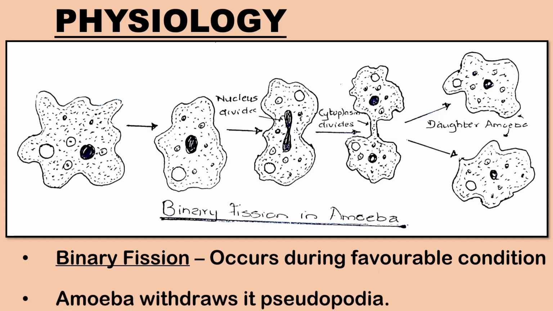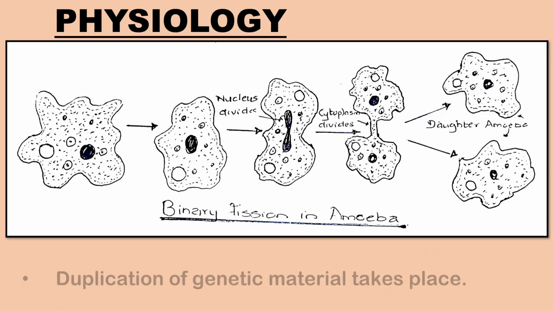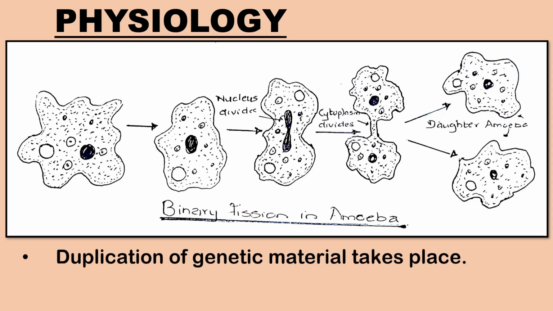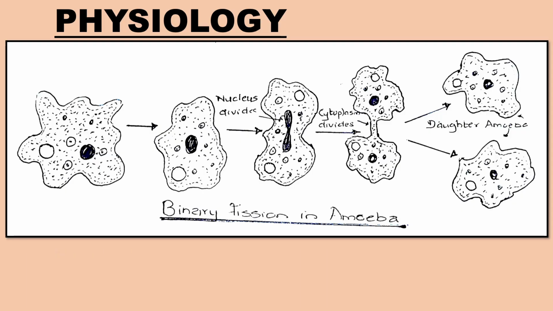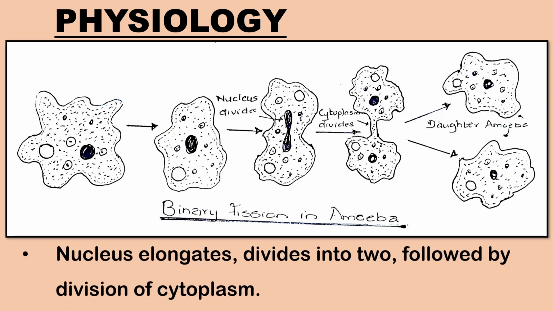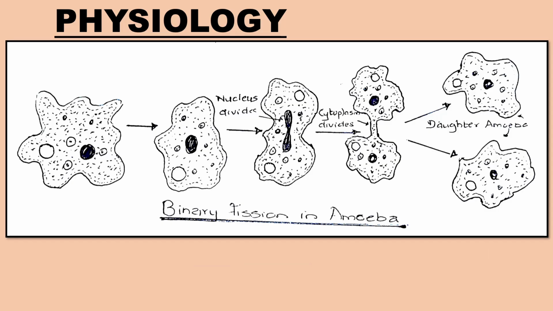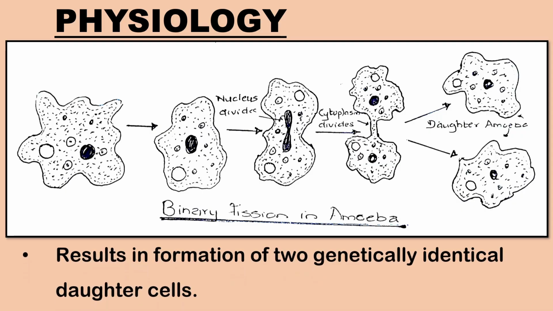After the amoeba has grown to a considerable size, it withdraws its pseudopodia and becomes spherical in shape. Duplication of genetic material takes place. The nucleus elongates and divides into two, a process known as karyokinesis, followed by the division of cytoplasm, which is known as cytokinesis. The above process gives rise to two genetically identical daughter cells.